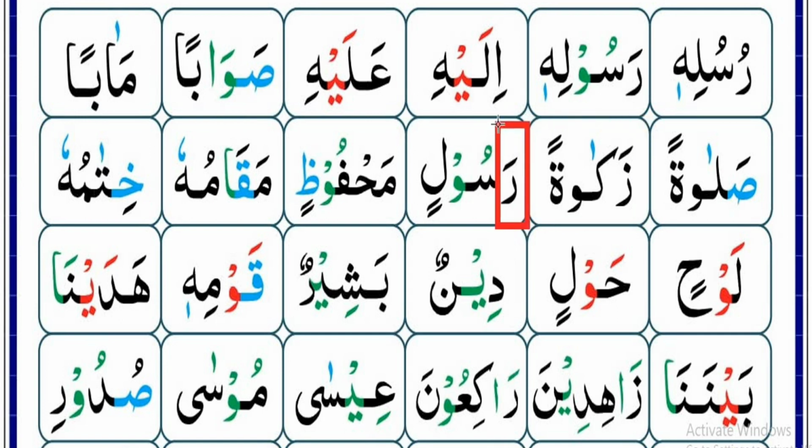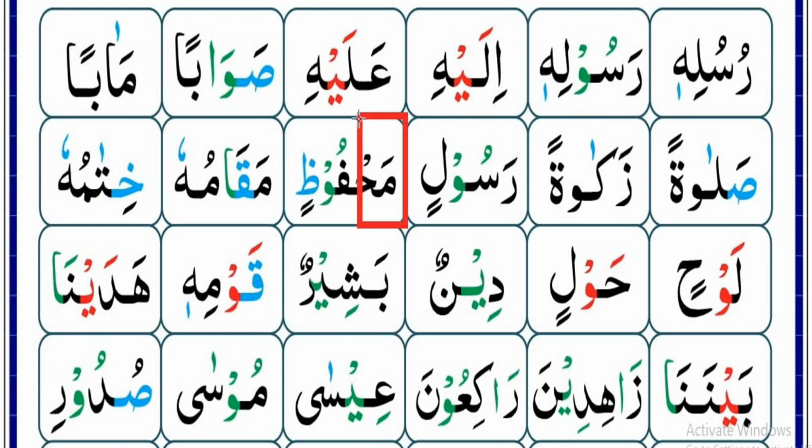And here it is ra fatha ra, sin waw dhamma su, rasu, lam kasratain lin, rasulin. So again that su sound will be stretched because of waw madda. And it's almost a similar word, rasulihi and rasulin. The only difference between the two is this last letter, and this letter is basically a pronoun. Rasulin, the word Rasul means messenger, Rasulihi means his messenger.